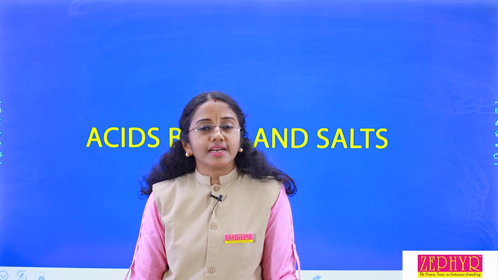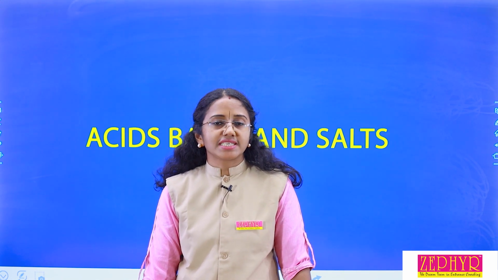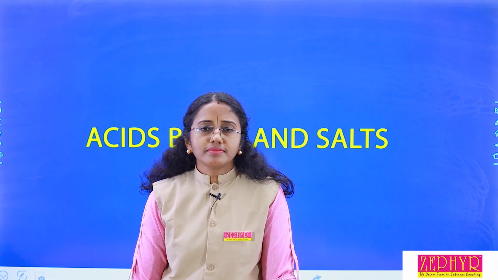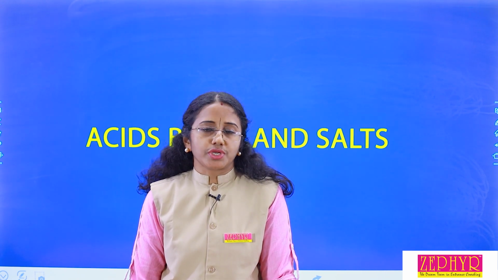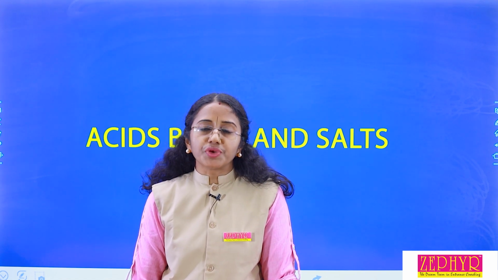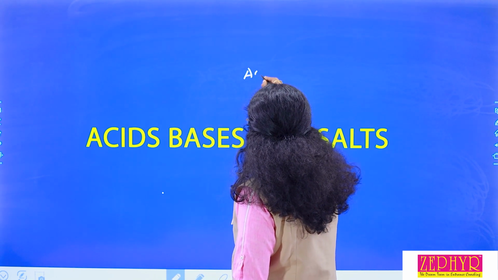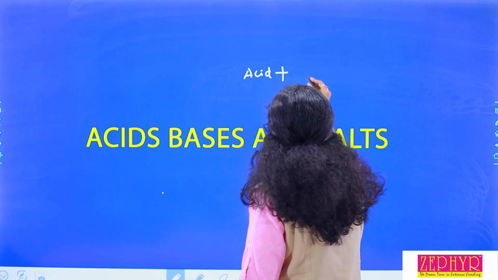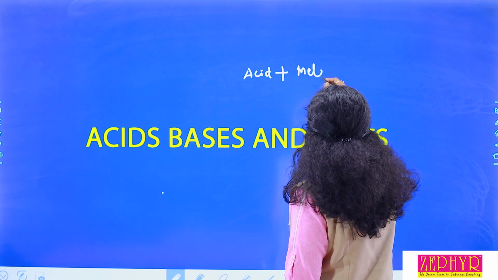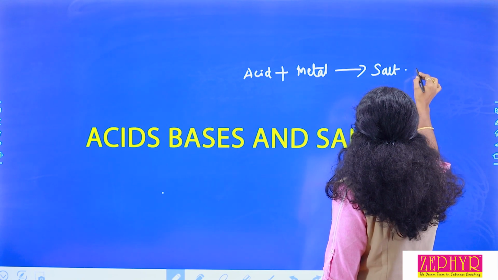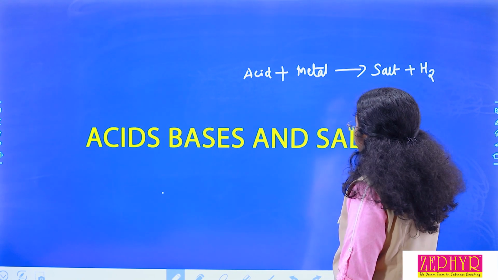And what are the reactions of acids and bases? Most acids react with metal to give salt and hydrogen gas. Acid with metal gives salt and hydrogen gas.